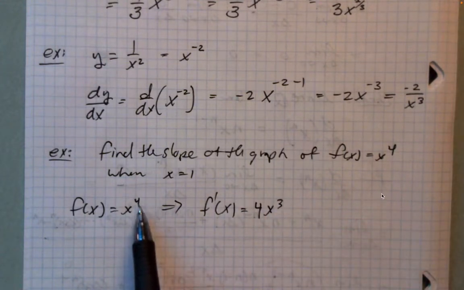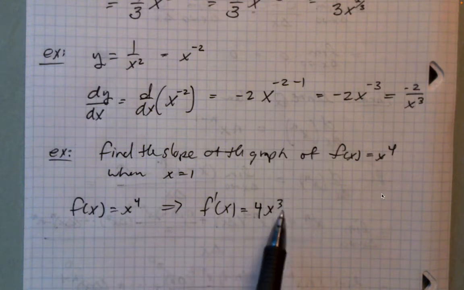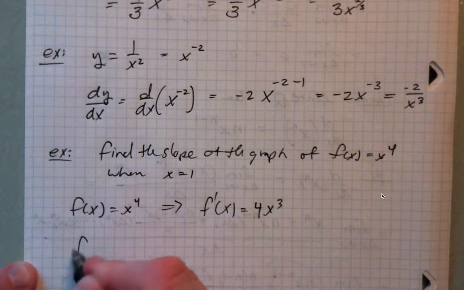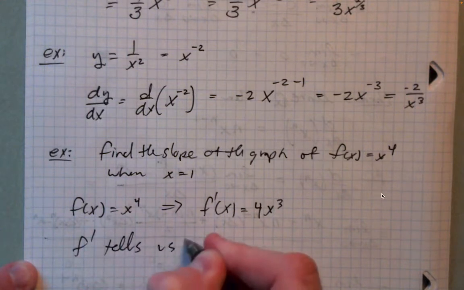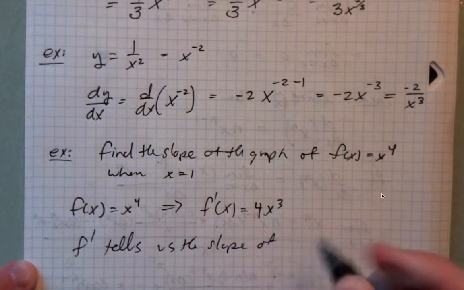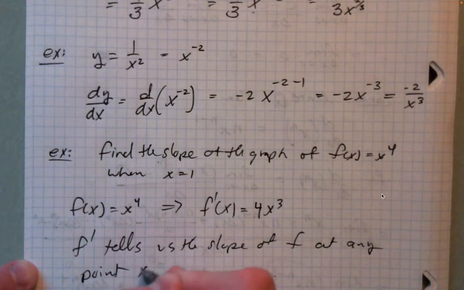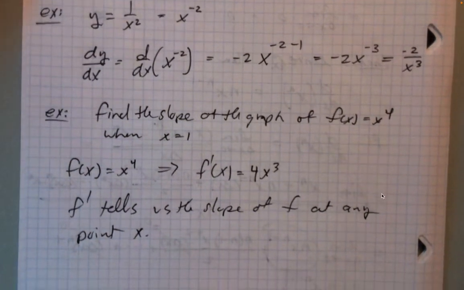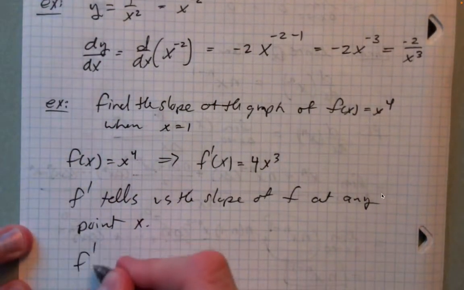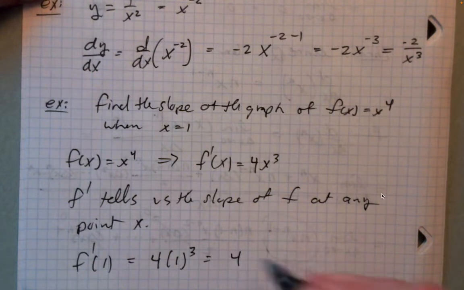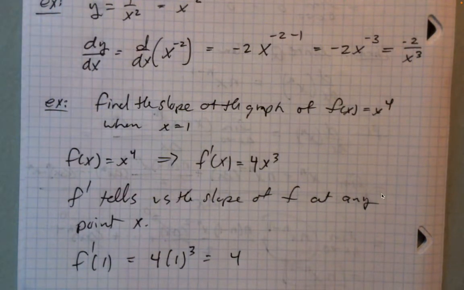Okay, so again, n is 4. Bring the 4 down front, and then it's n minus 1. So it's the third power. So remember, f prime tells us the slope of f at any point x, right? And so we want to know the slope of the graph at x equals 1. So that means f prime of 1 would be equal to 4 times 1 to the third power, which of course is 4. So there we go.